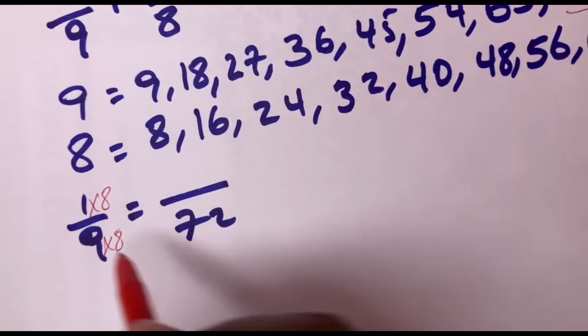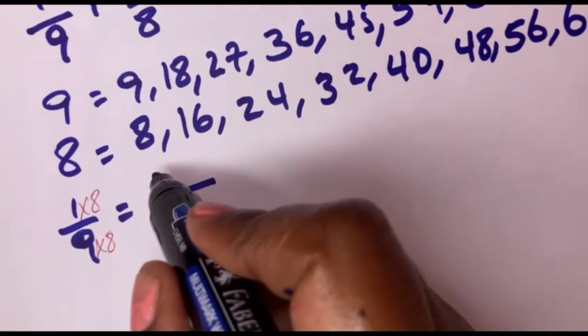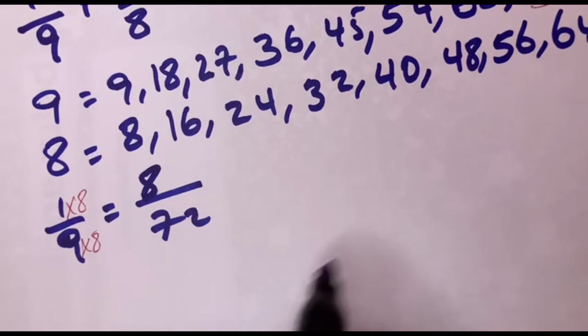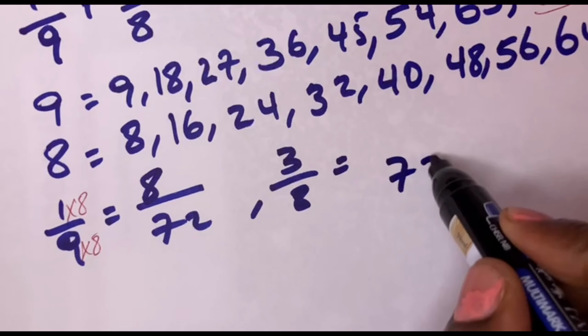So multiply the numerator also by 8. This will be 8 over 72. And our 3 over 8 also changes its denominator to 72.